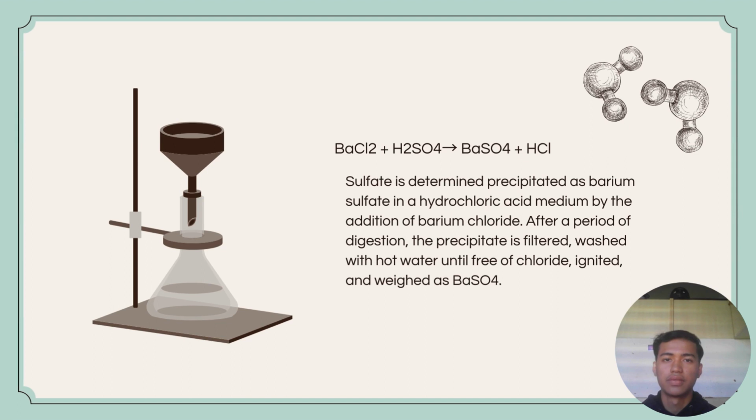Next, we have the chemical equation. Sulfate is determined by precipitating it as barium sulfate in a hydrochloric acid medium by addition of barium chloride. After a period of digestion, the precipitate is filtered, washed with hot water until free of chloride, ignited, and weighed as barium sulfate.